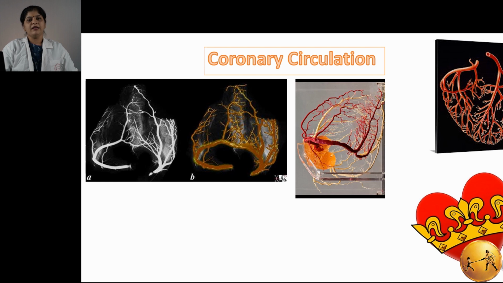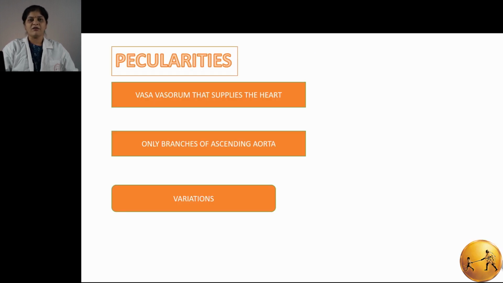Let us see that. These are the vasa vasorum, that means the arteries supplying the heart. We all know the heart supplies the whole body, and the coronary arteries supply the heart, and that's why the coronary arteries have immense importance. These are the only branches of the ascending aorta. There are no other branches given by the ascending aorta. Now the right and the left coronary artery give a number of branches, and in this branching pattern, in this anastomosing pattern, a lot of variations are seen.